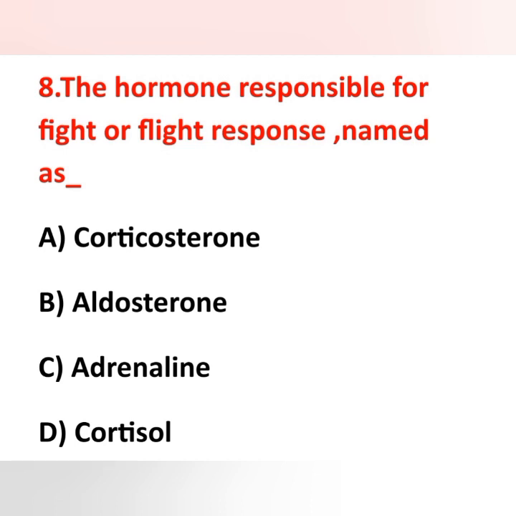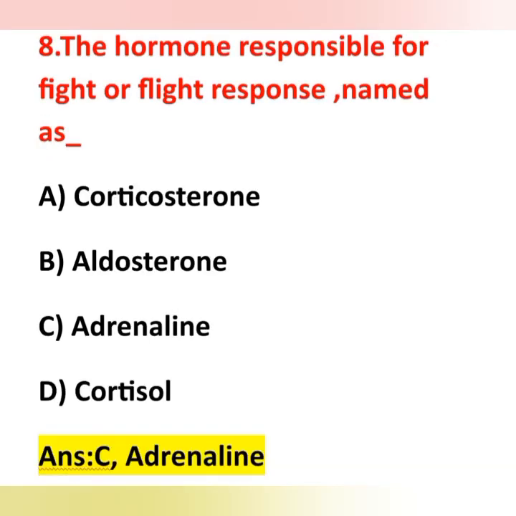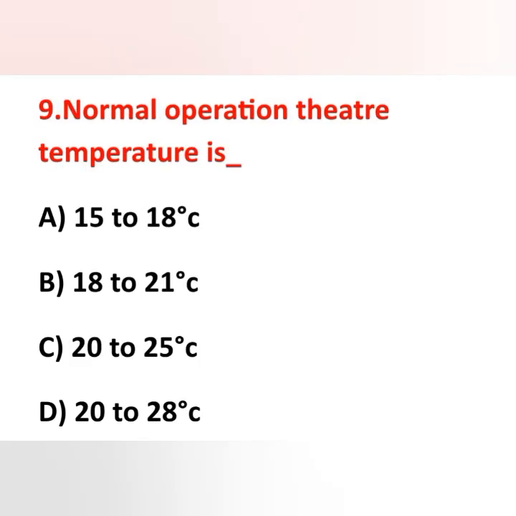Question number 8. The hormone responsible for fight or flight response is named as. And options are option A corticosterone, option B aldosterone, option C adrenaline, and option D cortisol. This is an easy and important question. And the correct answer for this question is option C. Adrenaline is the correct answer. Adrenaline is responsible for fearful situations. So it is known as the fight or flight response hormone, adrenaline. Option C.